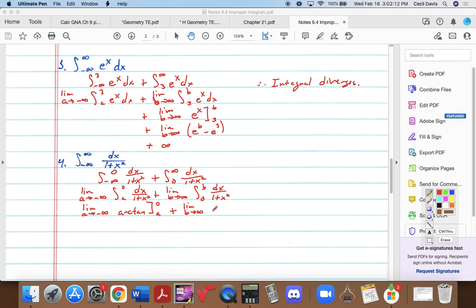So the limit as b goes to infinity of the arctangent of x from 0 to b. So I'm going to have the limit as a goes to negative infinity. What's the arctangent of 0? 0. Minus the arctangent at a. Plus the limit as b goes to infinity of the arctangent of b minus the arctangent of 0, which is 0.